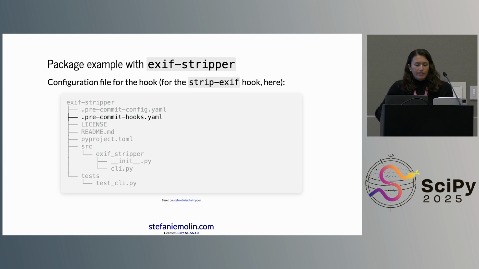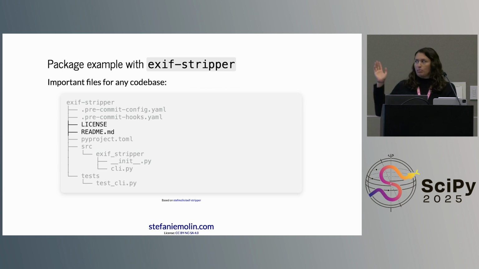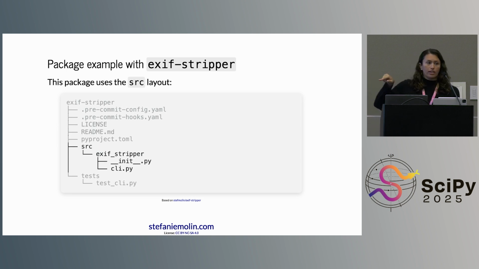If you're going to be distributing anything to other people, you should have a license and a README in there as well. The package itself, in this case, is using the SRC layout. So just like in the repository that we're working with, there's an SRC directory. Inside of that, exif_stripper, and that's the package in there. There's an init, and then the CLI is where all the code is. And then finally, tests.